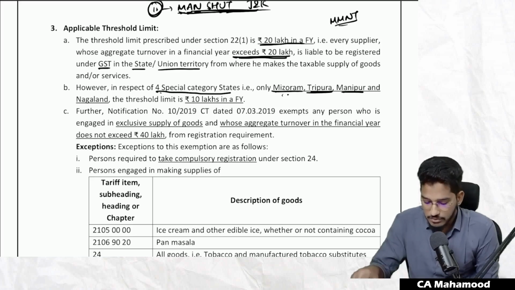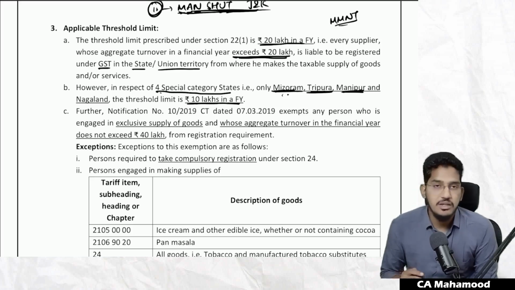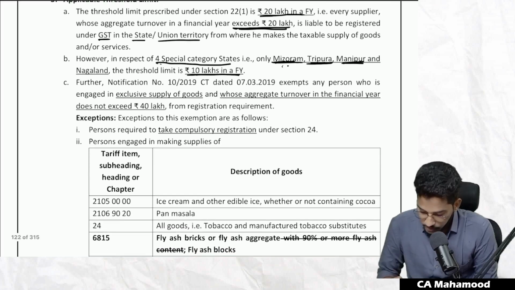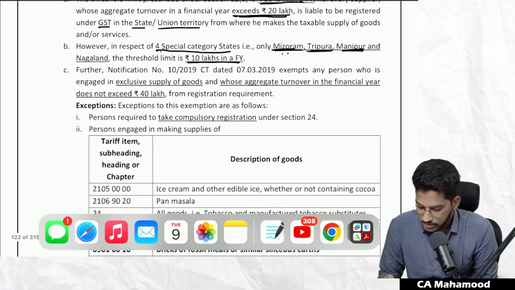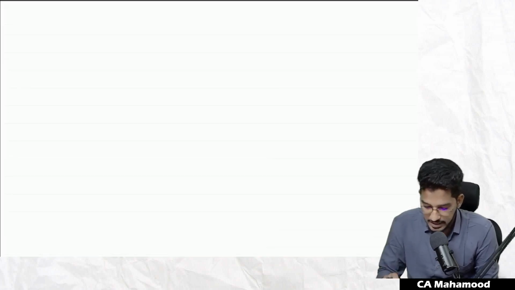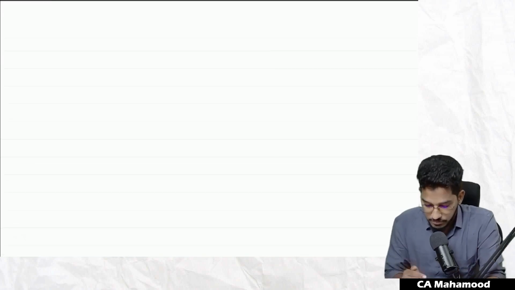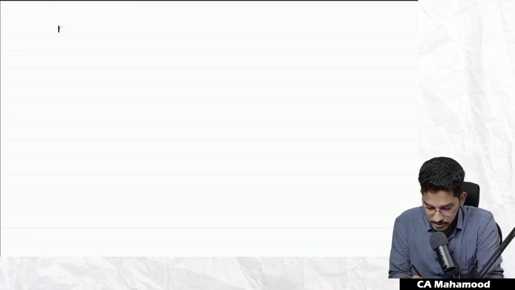So now what they have told is, if you read it here, however, in respect of four special category states, that is only Mizoram, Tripura, Manipur and Nagaland, the threshold limit is 10 lakh rupees only in a financial year. Now, how will this have an impact on deciding the registration requirement? Let us see. Once again, guys, interesting discussion we are going to have. Please pay attention. So, four states. Mention what are the four states?